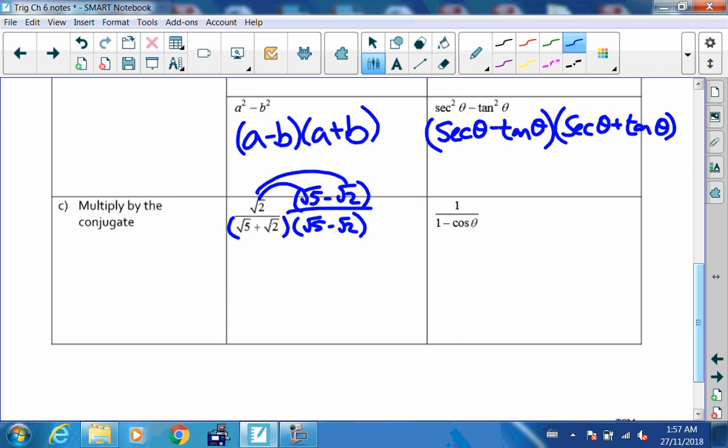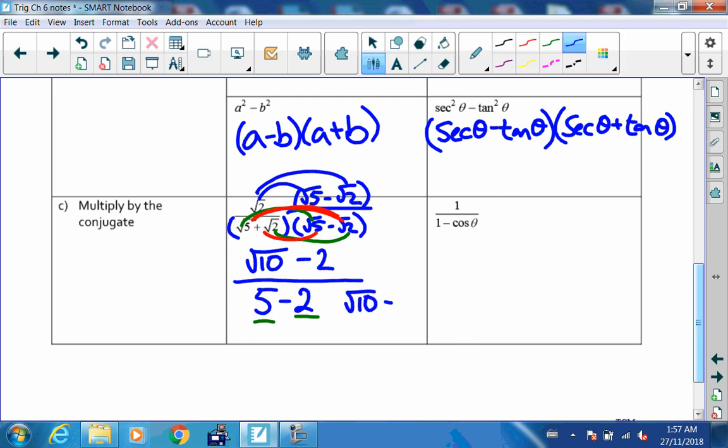Now, the root 2 is going to multiply to those two things. It's going to be root 10 minus, now root 2 times root 2 is root 4, or just 2. This is going to end up being 5 minus 2. If we're foiling it all out, we'd have root 5 times root 5, that's 5. Root 2 times root 2, that's 2. And we would end up with a positive root 10 and a negative root 10, which would end up canceling each other out. So this final answer is going to end up being root 10 minus 2 all over 3.